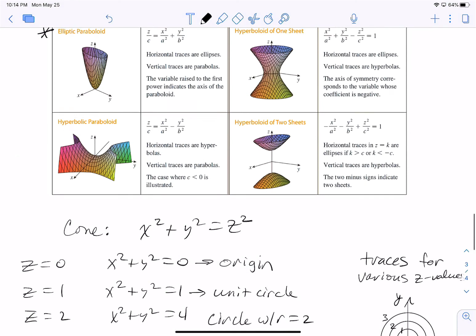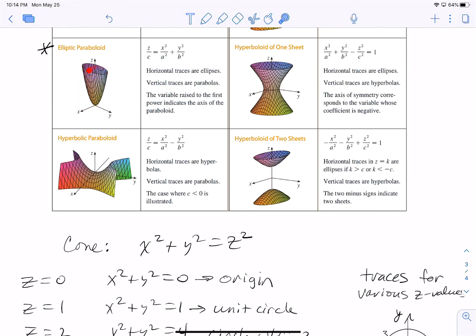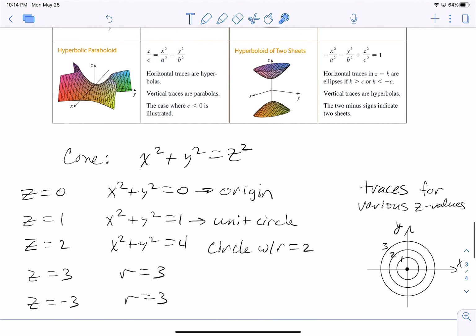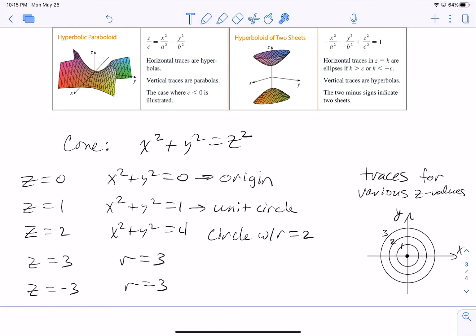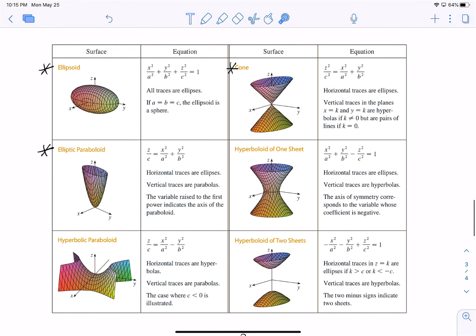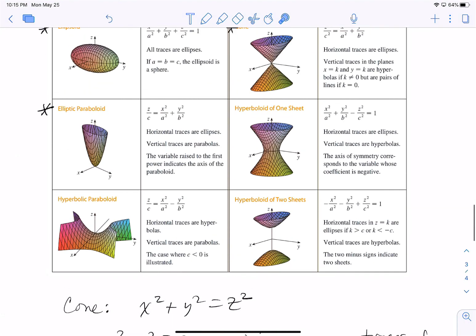In the case of an elliptic paraboloid, what you end up with is the circles are closer and tighter together near the origin, and then as you get higher and higher, the circles get bigger and bigger. And so as you move out from the origin, the circles for regular increments of z values get spaced farther and farther apart. Well, in the case of what we've just drawn, what we would have is a cone, and it's identified here as horizontal traces being ellipses, but in the case of what I just drew, the horizontal traces would be circles, and so it would be a circular cone.